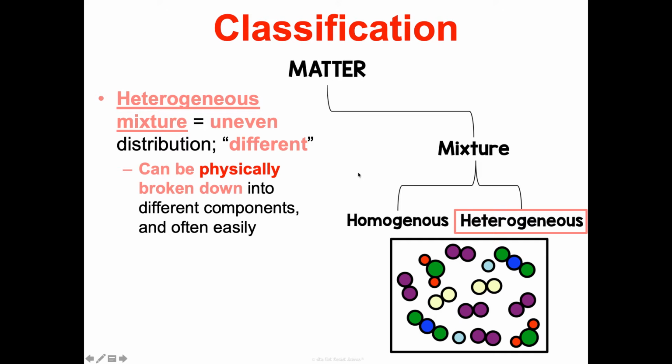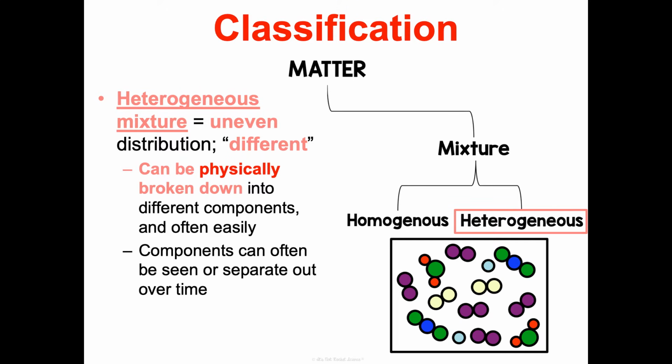And often in heterogeneous, we can see the different components really easily, or especially if you let them settle out, you'll see they'll separate out over time. So think about Italian salad dressing, or paint. Paint may appear blended like a homogeneous mixture, but when you let a can of paint sit in your garage for a couple weeks, if you open that can of paint, it gets watery along the top. You're going to have to shake it to mix it again because it separates out. Okay, so if it can separate out, that makes it a heterogeneous mixture.